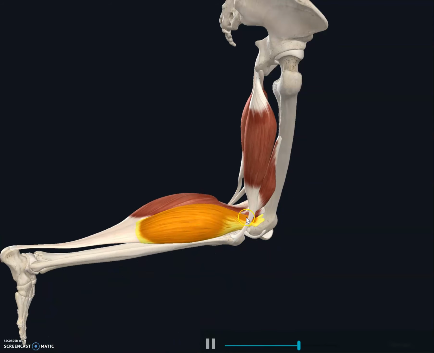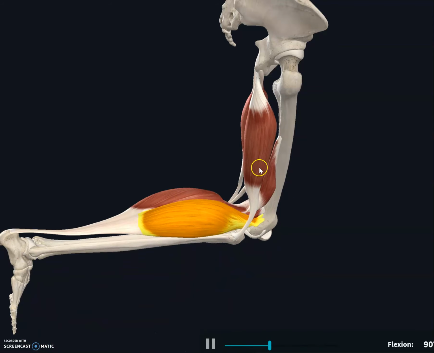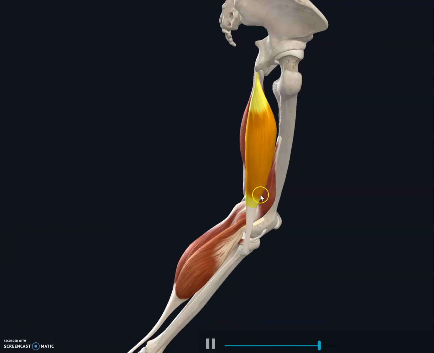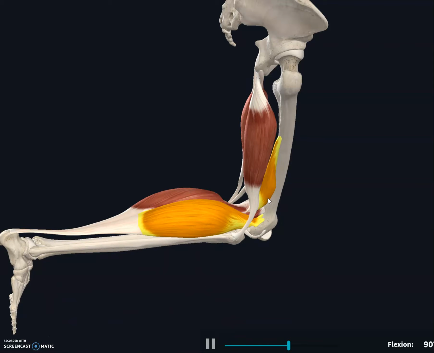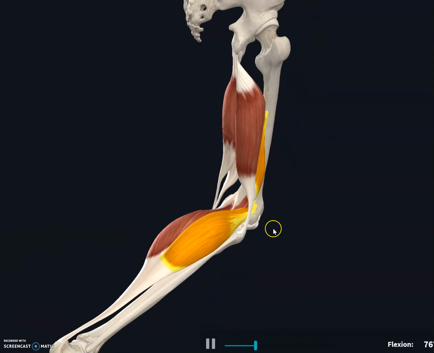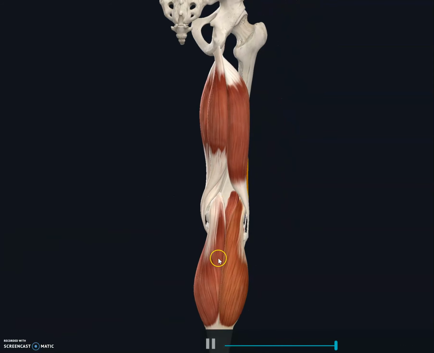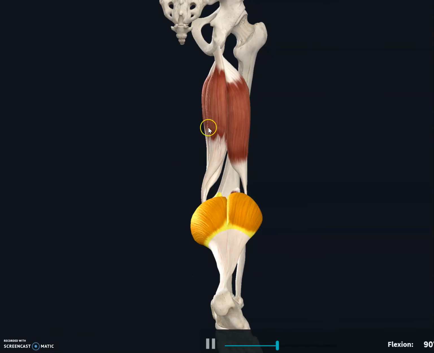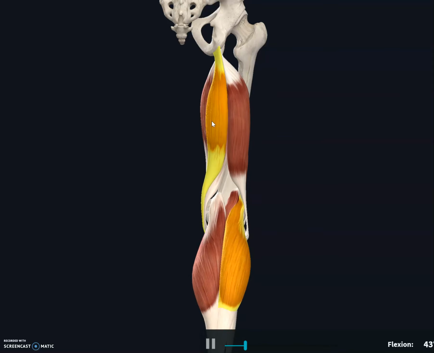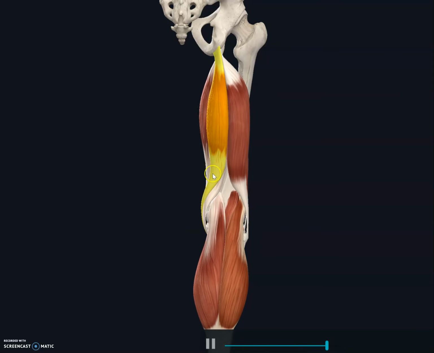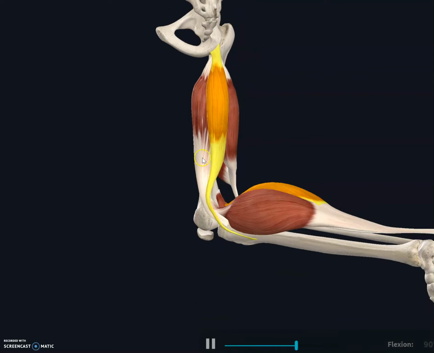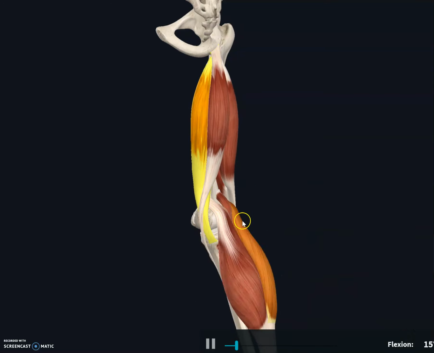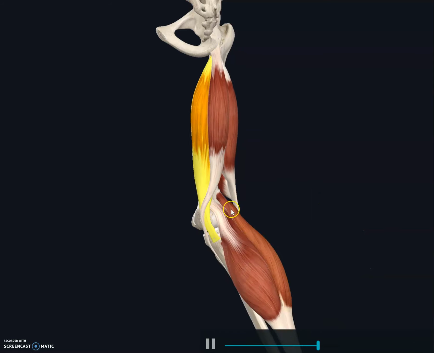So there are other muscles that are involved. So we can see the biceps femoris. This is the long head of the biceps femoris, and this is the short head of the biceps femoris. If you rotate the leg, this one over here is the medial head of the gastrocnemius, and this muscle over here is the semitendinosus muscle. If you rotate it medially again, you can see the semimembranosus muscle. So these are the hamstrings.